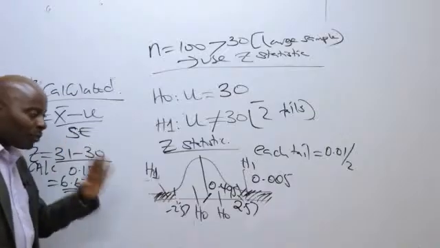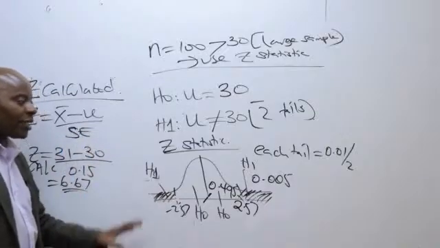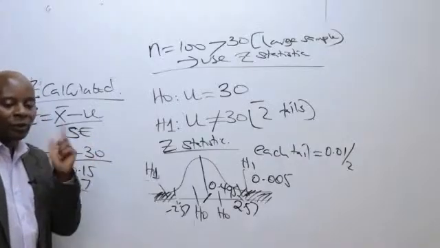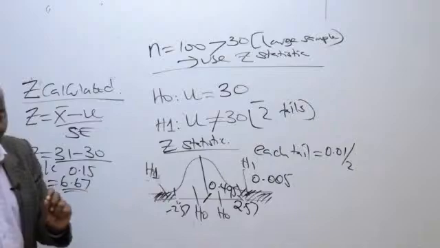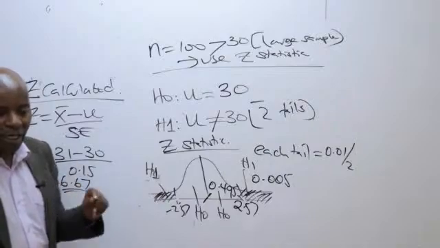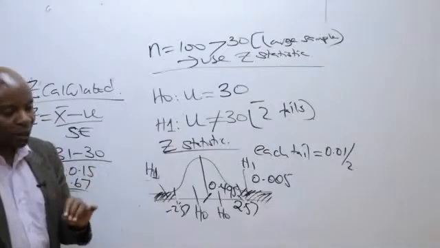Although the most important thing is for you to tell us that this 6.67 falls in a shaded area, meaning that we shall accept which one? Meaning that we shall accept H1. Thank you and thank you very much.